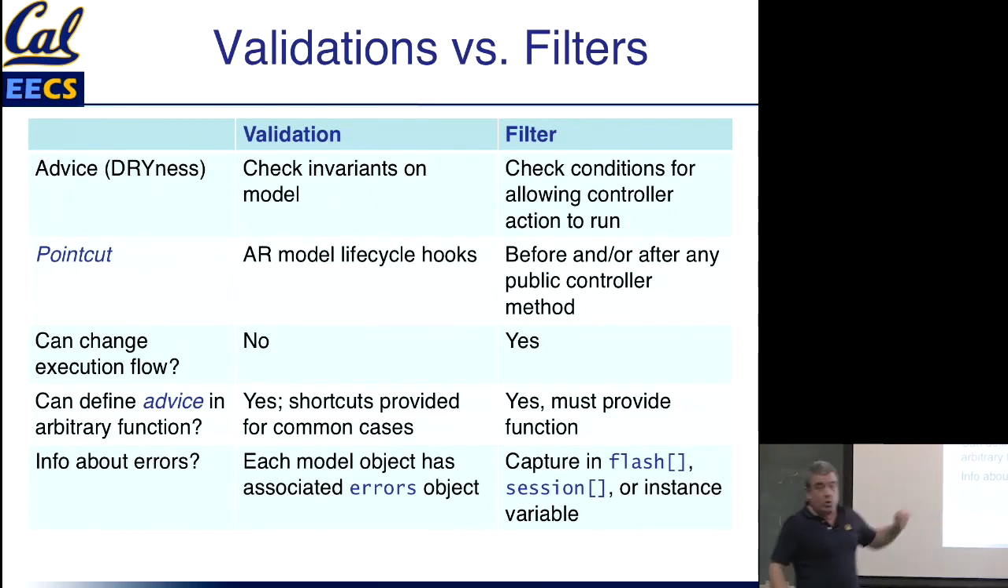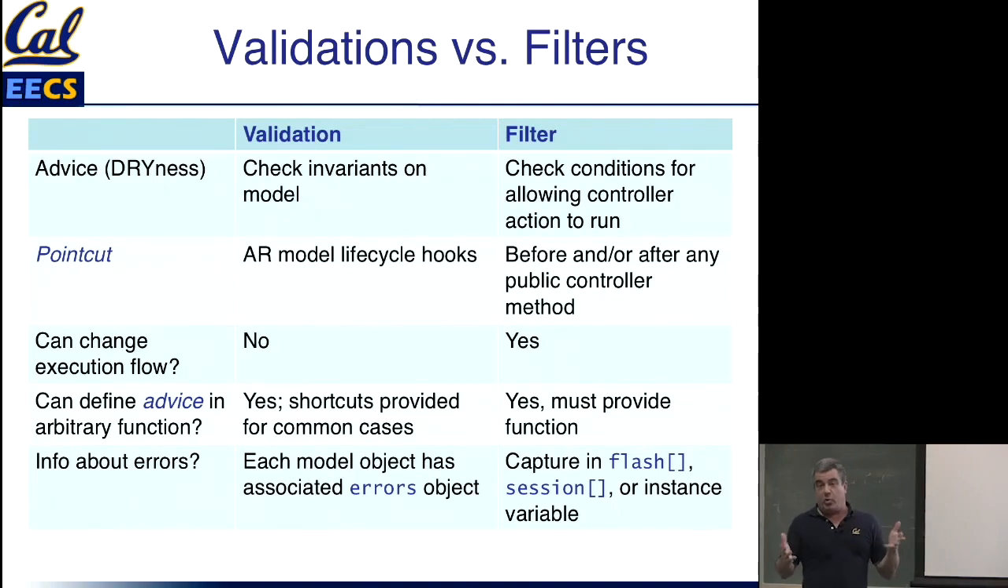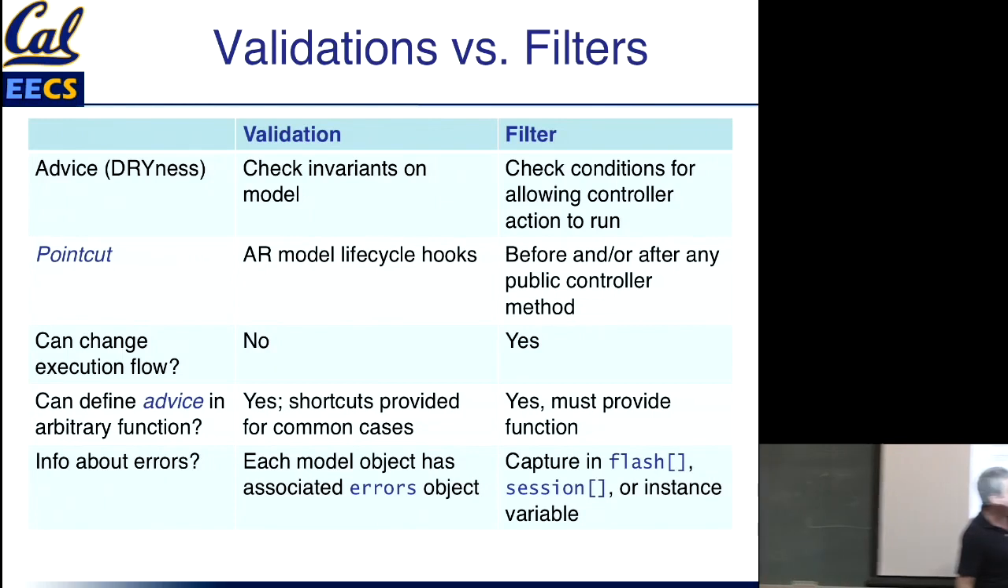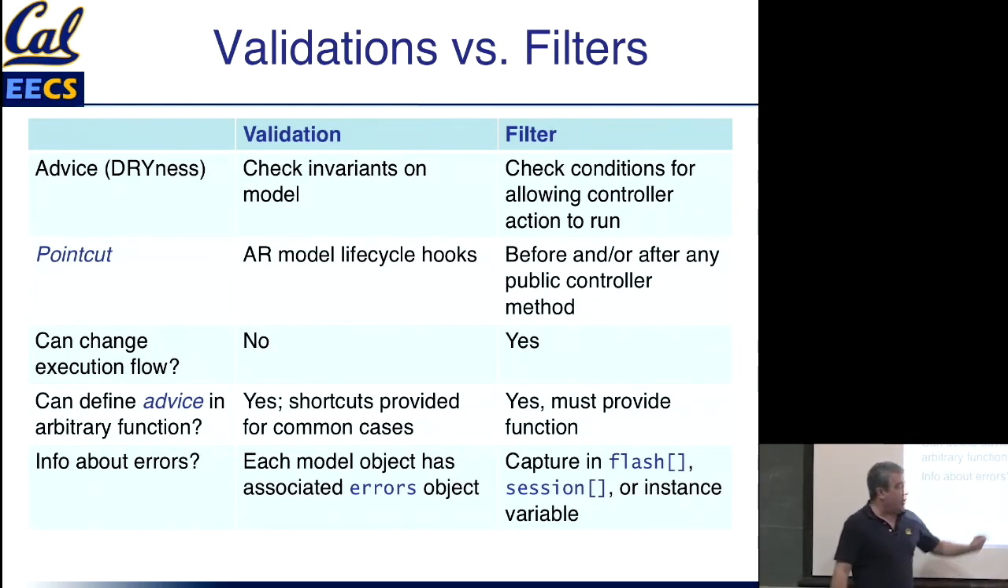In both cases, you can provide an arbitrary function. In fact, for controller filters, that's the only way to do it. There are no shortcut controller filters. Whatever the filter is, you have to provide a little piece of code that says, here are the conditions I'm checking, and if the conditions fail, you have to decide in that piece of code what to do. Render, redirect, blow up the universe, whatever. And if something goes wrong, the errors are stored for validations in the errors object, which is part of the model. You get that for free.